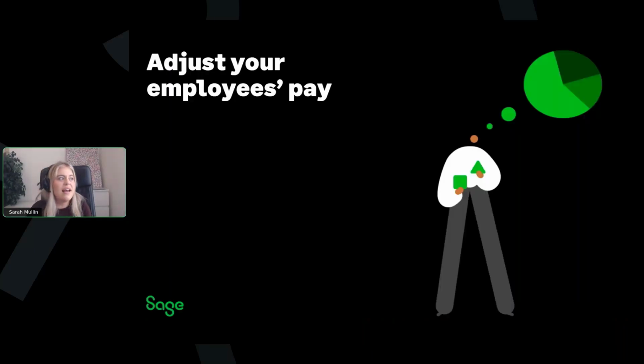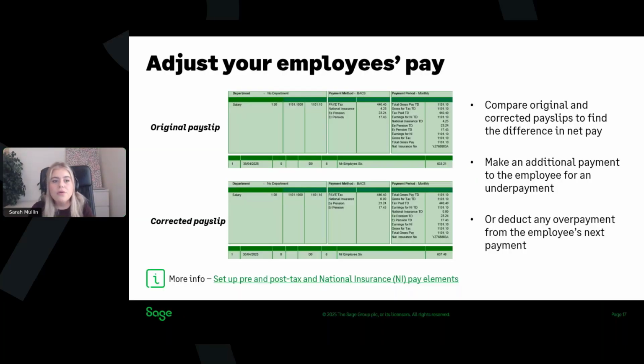So to finish off, I just want to talk about some things to consider after your correction. Adjusting your employee's pay, so it may be you want to adjust it on the next pay slip. Easiest way to do this is by comparing the original pay slip to the new corrected pay slip. After that, it is just a case of looking at the difference in the net. Then you can make an additional payment or deduction for that amount.